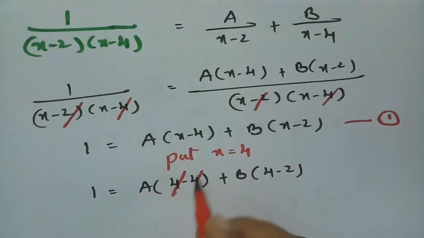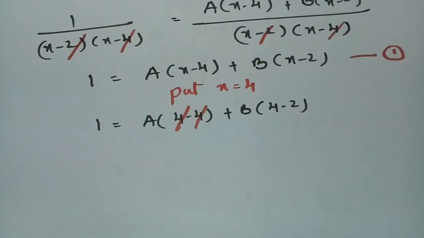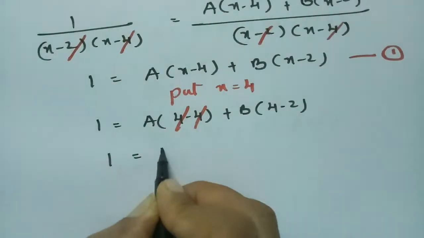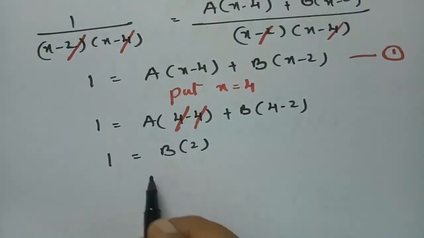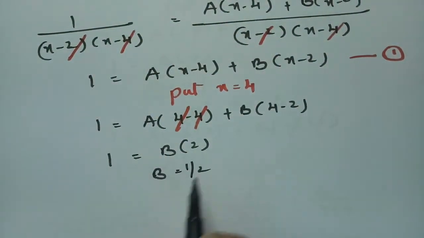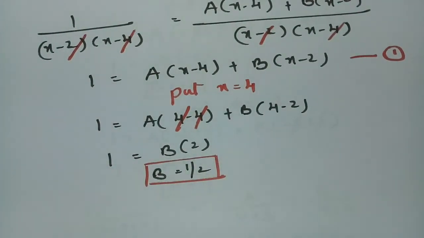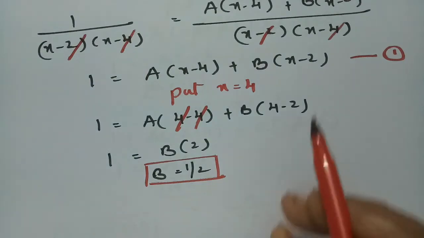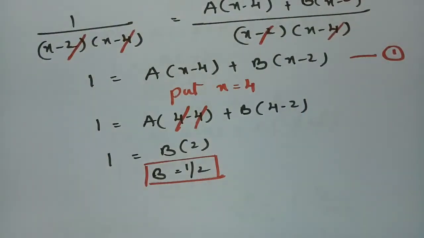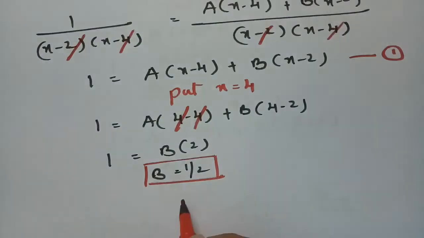Now if I cancel the plus 4 and minus 4, then 1 is equal to b times 2. So b is equal to 1 by 2. The value of b is 1 by 2. And next, if I make b 0, I'll be getting the value of a.